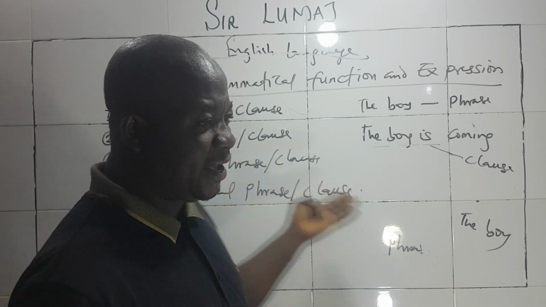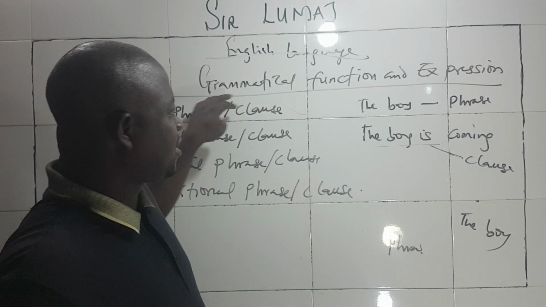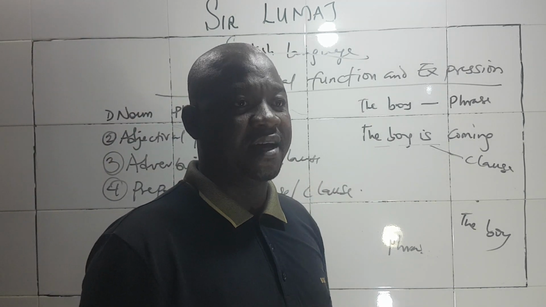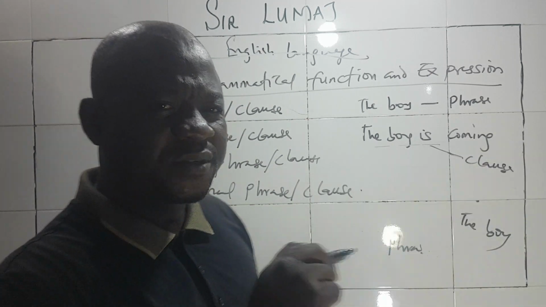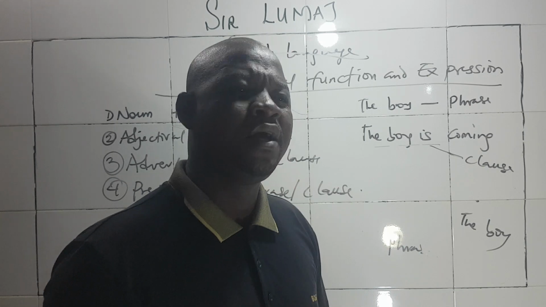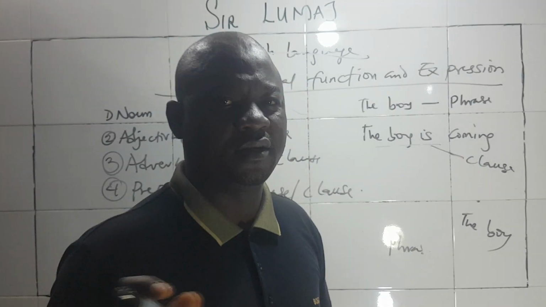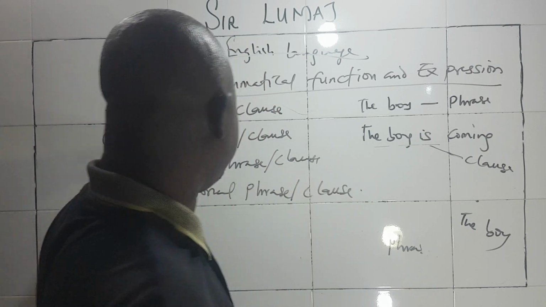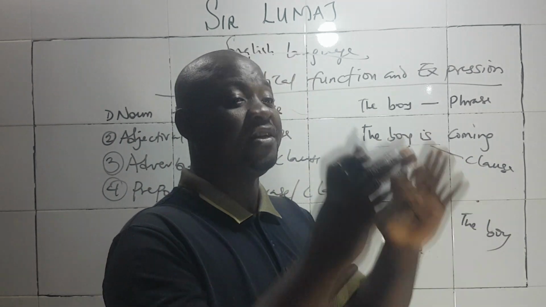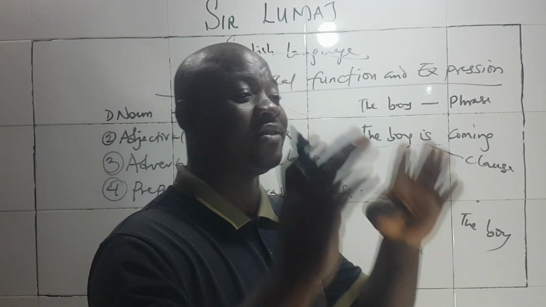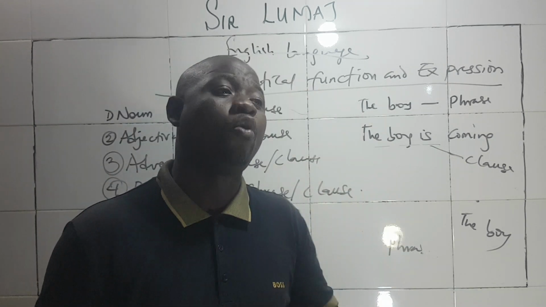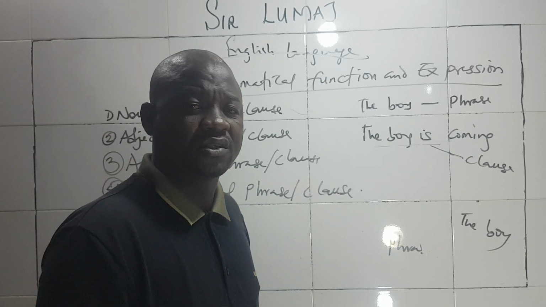Once you check the underlined words, because where we normally use grammatical function and expression mostly is when they give you a comprehension to do in your exam, they will underline some statements. In that statement, they will ask you what is the grammatical function and expression of the underlined words. So that is why I said I will teach you this. Once I teach you this, once you see the underlined words, you are good to go. You definitely know, oh, this is noun phrase or noun clause. Oh, this is adjectival phrase or adjectival clause. Oh, this is adverbial phrase or adverbial clause. Oh, this is prepositional phrase or clause.